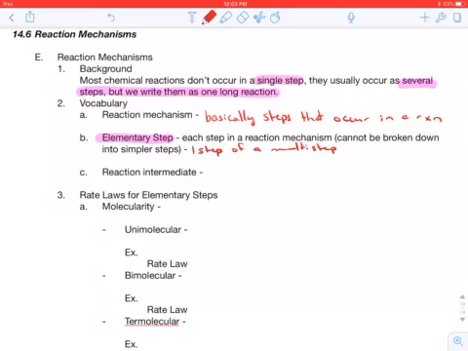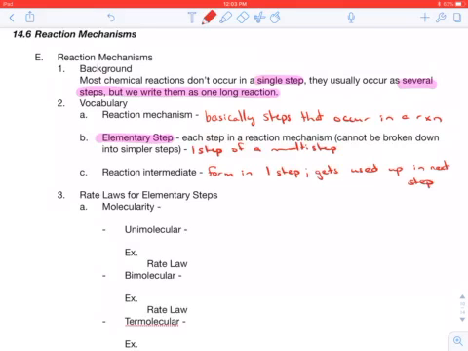Now, what that brings us to is the reaction intermediate. We saw one in one of our examples above, but a reaction intermediate is basically one that we form in one step and then it gets used up in the next step. So that'll be important as we start writing these steps.